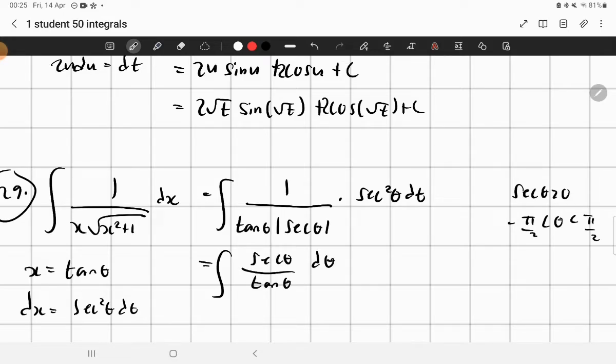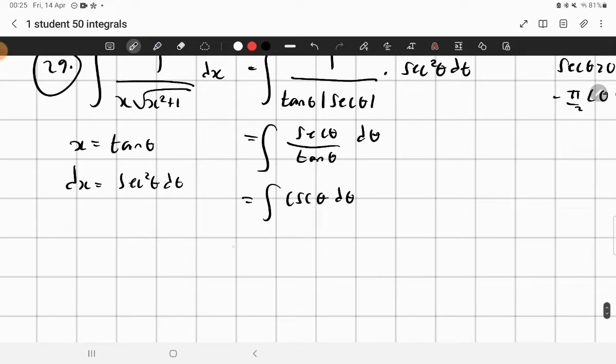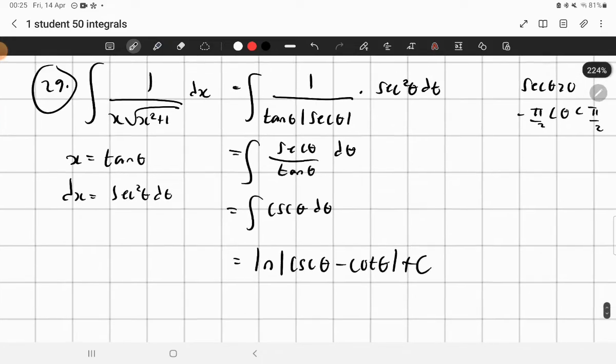And then we are left with secant theta over tangent theta d theta. I can solve it further knowing this is cosecant theta d theta, and then we know that the integral of cosecant theta, I believe, is cotangent squared. I believe that's the case. No. Sorry, it's ln of cosecant theta minus cotangent theta. I know how to derive it, but I am wasting a lot of time currently.